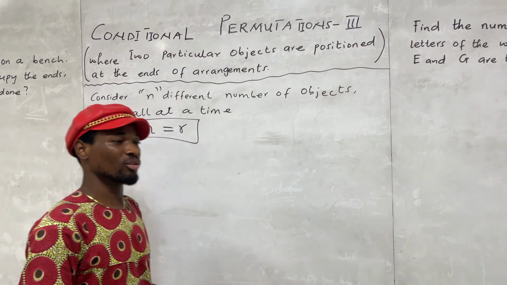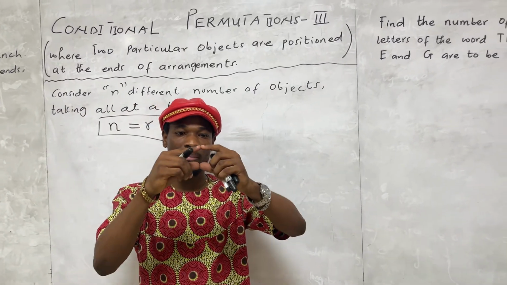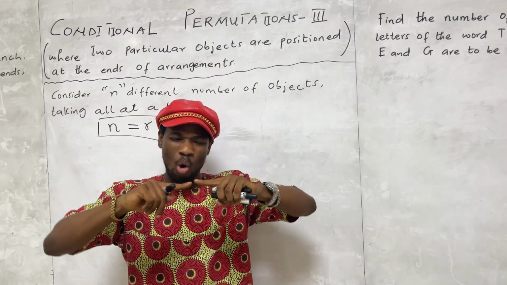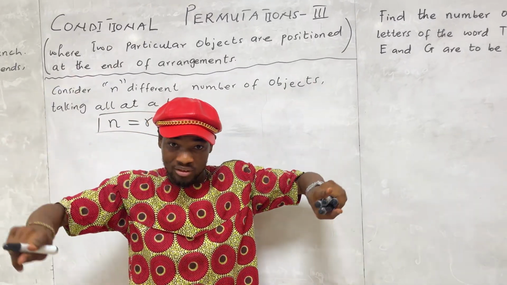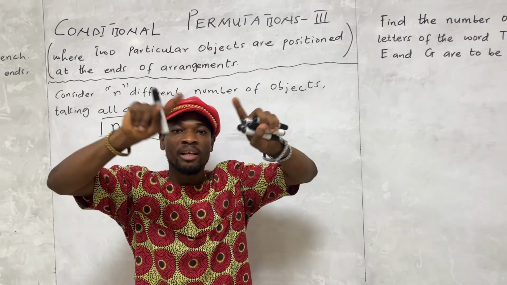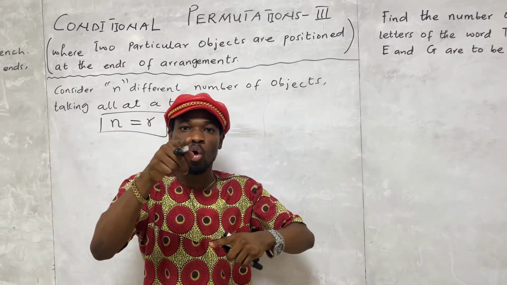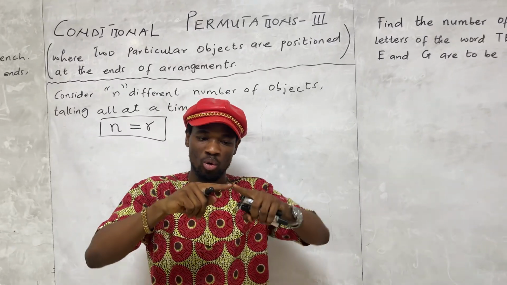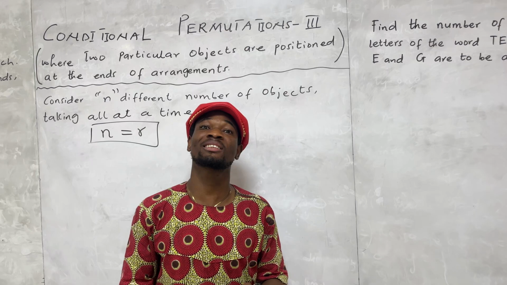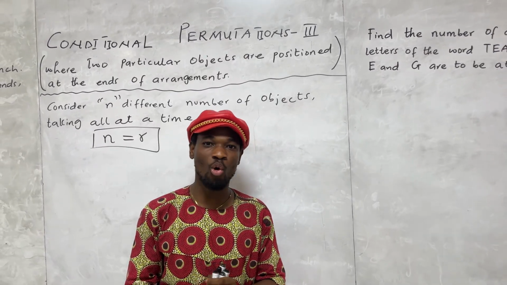So let's say we have a total number of items to be arranged, and you want to consider all of the items at a particular time. That means the total number of items under consideration is equal to r, the number you want to take at a time. You are taking all at a time. That is simply n equal to r.